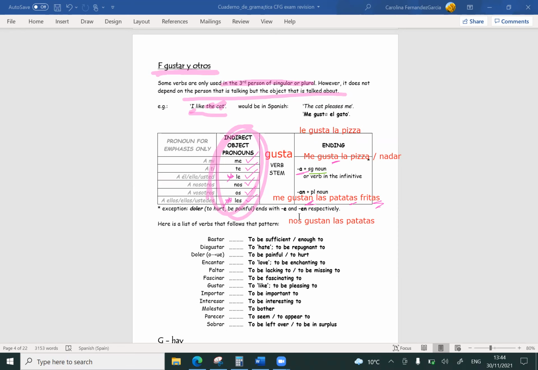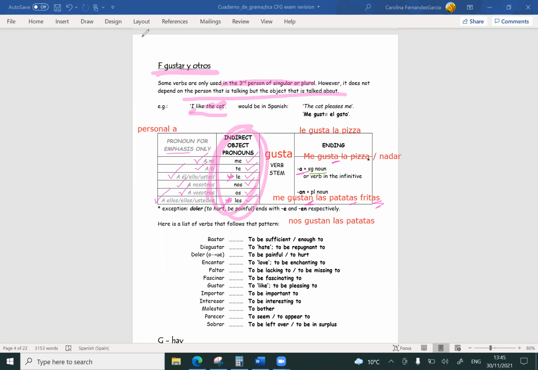Now, we can also talk about emphasis. If I want to emphasize who is the one that likes the pizza, we have something called personal A, which is for emphasis, to specify who's the one that likes something. You can see it's going to sound quite repetitive, but that's the whole point, emphasis. A mí me gusta la pizza. A ti te gusta la pizza. A él, a ella le gusta la pizza. A nosotros nos gusta la pizza. A vosotros os gusta la pizza. Y a ellos les gusta la pizza.